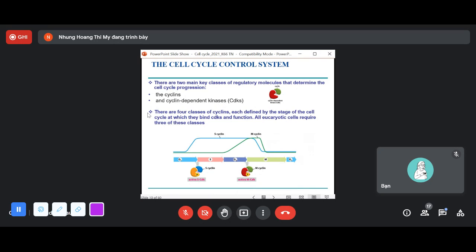And there are four classes of the cyclin, each defined by the stage of the cell cycle at which they bind CDKs and function. And all eukaryotic cells require three of these classes.